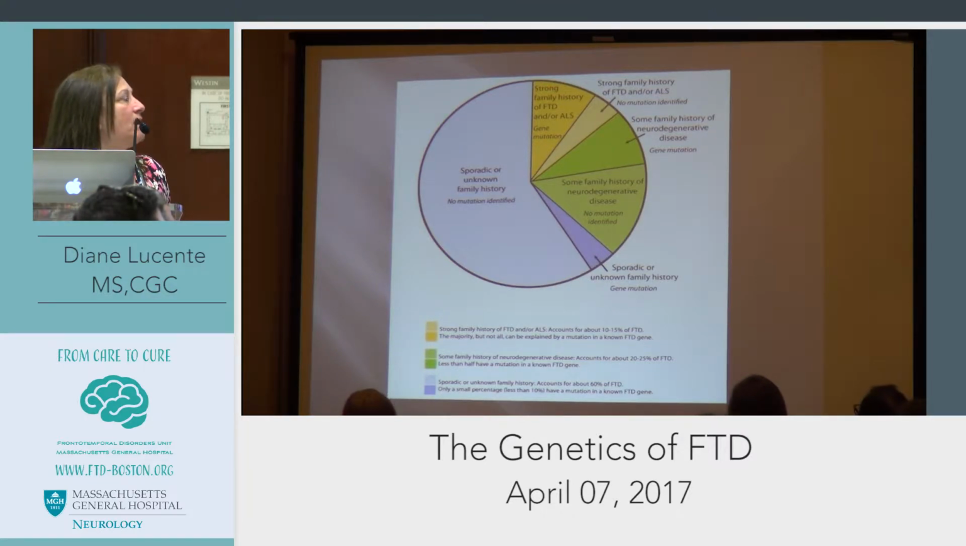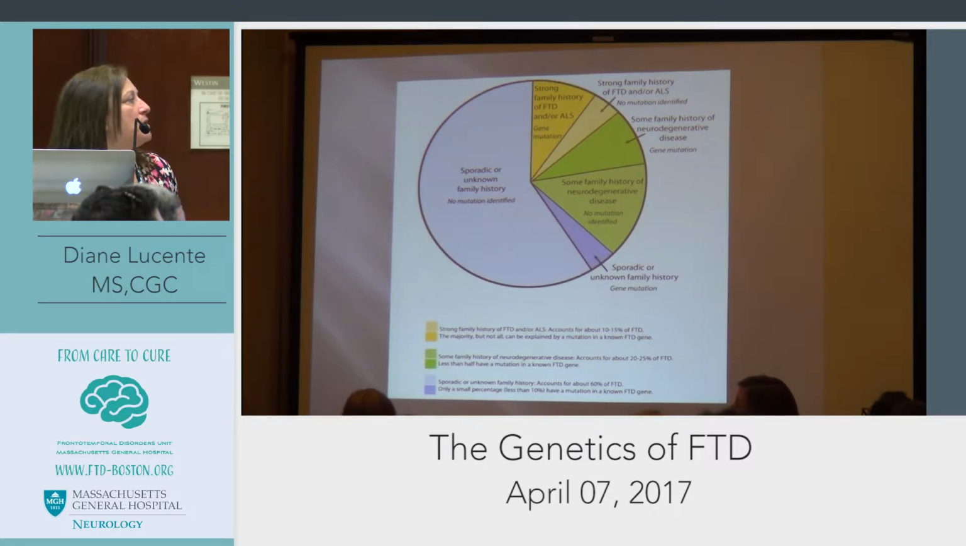And then in green there, we have families with FTD and maybe some other neurodegenerative conditions, whether it's Alzheimer's or ALS or Parkinson's. We always certainly question what the diagnosis is, especially when someone doesn't have an autopsy. And for a proportion of those, we can find a gene mutation also, but for the majority of them, we are unable to. So we certainly have lots of work left ahead of us.